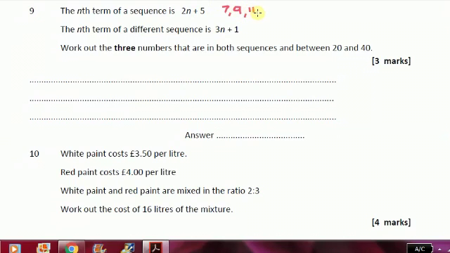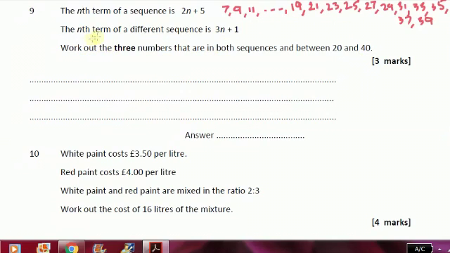The next one, you work it out, it comes to 11, and so on. We're just getting odd numbers. So it carries on to 19, then 21, and so on, every odd number, up to 35, 37, 39. I'm going to stop at 39 because it says between 20 and 40, so we don't need to go beyond 40.